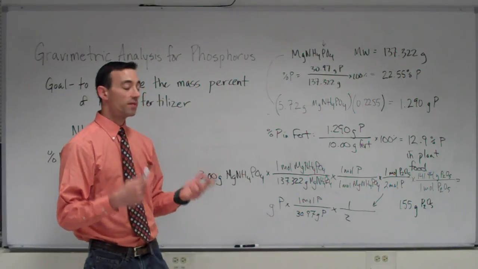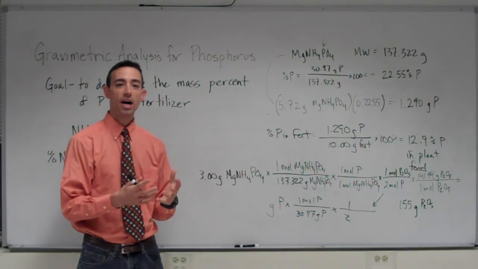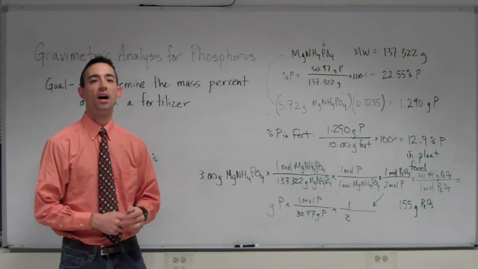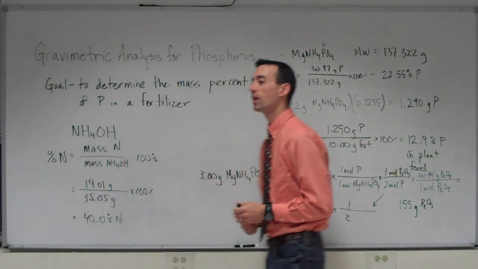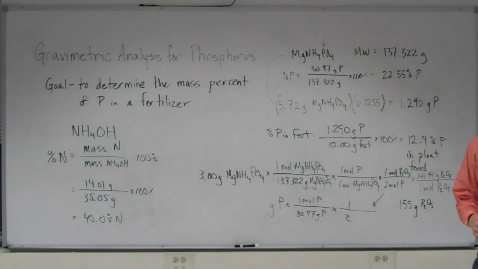Okay? Should be a very interesting experiment. You're going to take, again, one compound and just dissolve it completely. You'll see it disappear. And then when you're done, you'll have a completely different compound, this magnesium ammonium phosphate, from which you can backtrack and determine exactly how much of the phosphorus you began with.